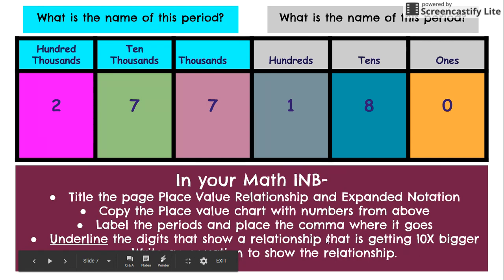And then we want you to underline the digit that shows the relationship of getting 10 times bigger. Now remember, on the first slide, we just showed you an example of the relationship. And we talked about how in order for it to be exactly 10 times bigger, the digits need to remain the same. So guys, when you're down here writing your equation, it's okay to flip back to the slide before to review and look how we showed you.